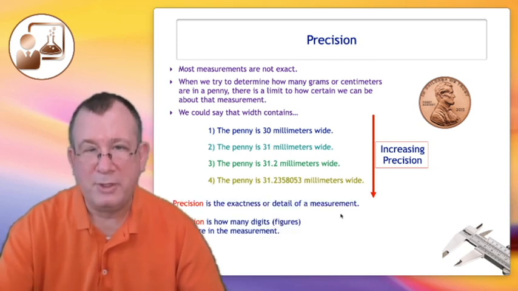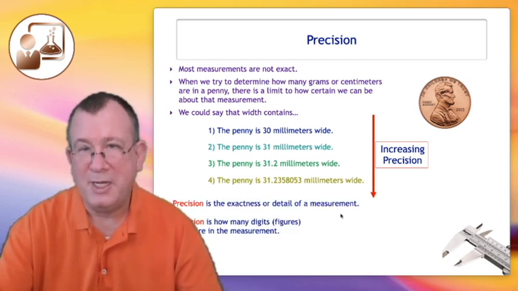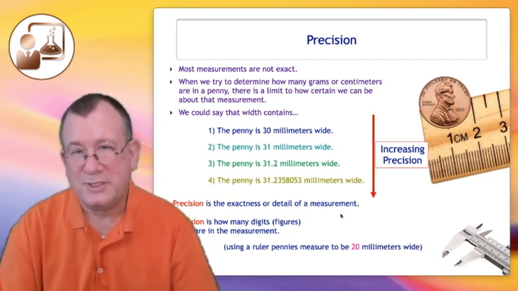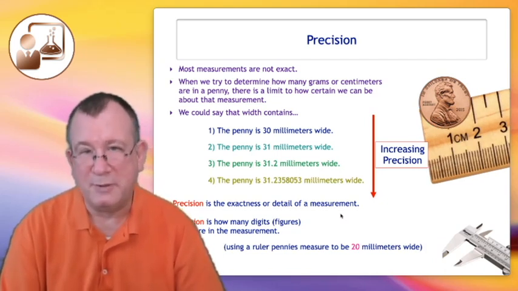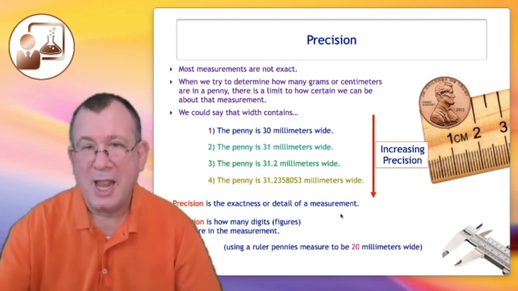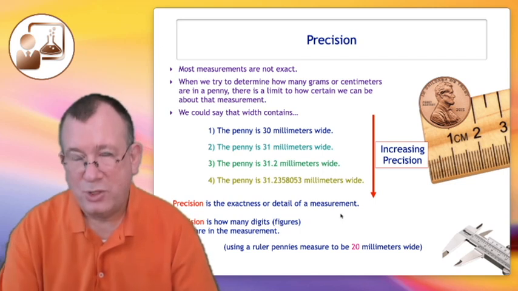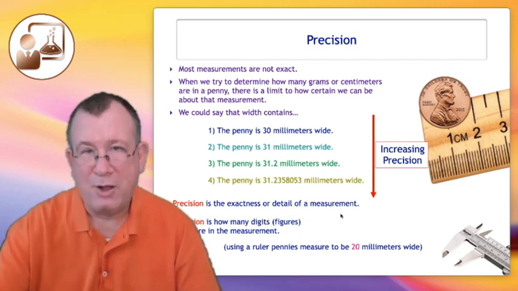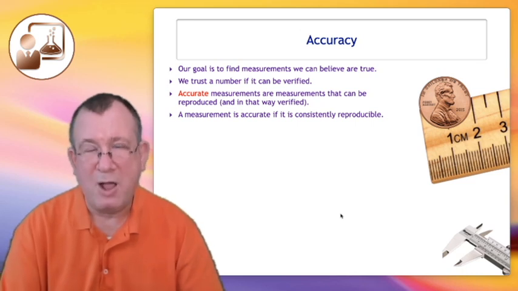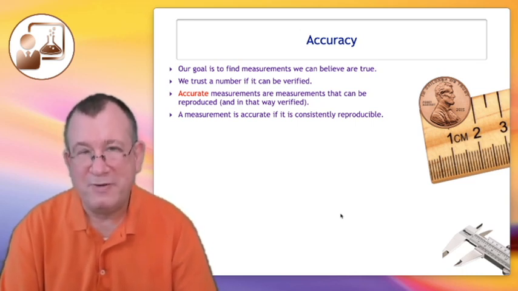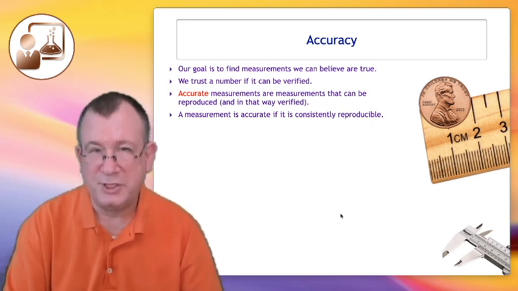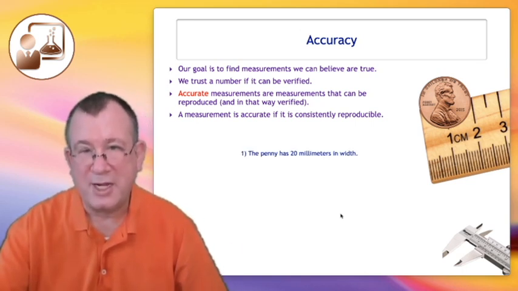Now, if I pull up a ruler and I compare the penny to the ruler, one of the things you might find is that, well, the ruler says there's actually only about 20 millimeters in there. So in addition to precision, there's an issue of accuracy. Accuracy is how closely the measurement matches to reality, how reproducible it is, how verifiable it is. So measurements can differ in terms of precision. They can also differ in terms of accuracy.